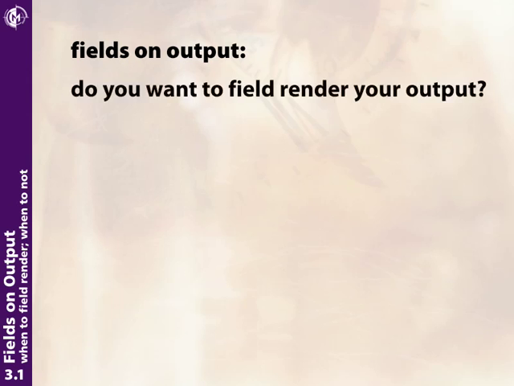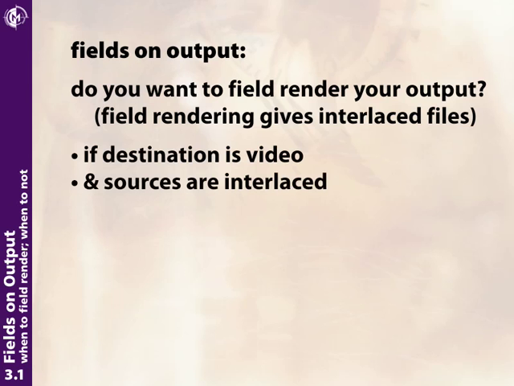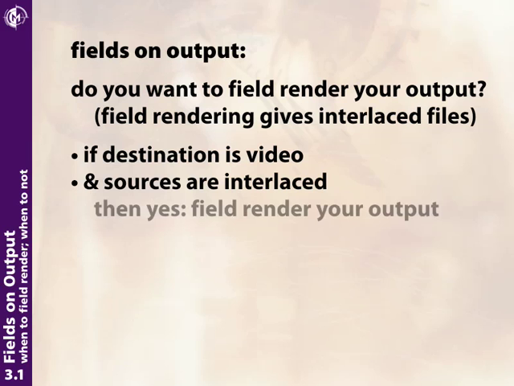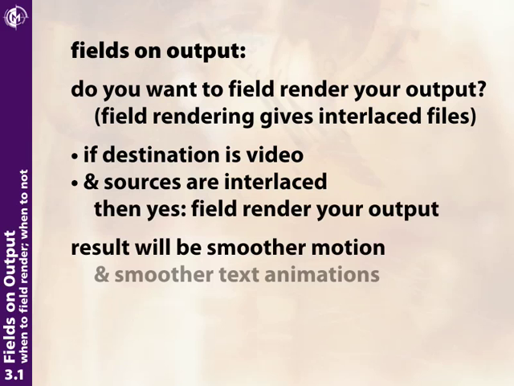Next, let's talk about fields on output, field rendering, or interlacing your outputs. Well, the first question you need to ask is, do I want to interlace my output? Do I want to field render? If your output is video, and if you have interlaced sources, you probably want to interlace your output. That's going to give you the smoothest motion with no strobing or staggering to the motion. Really nice for smooth text animations and such.